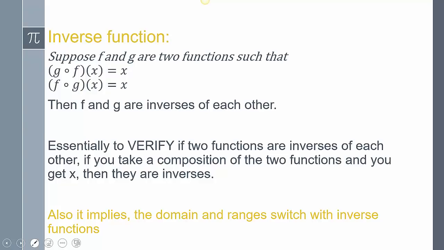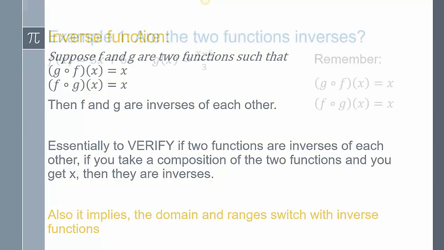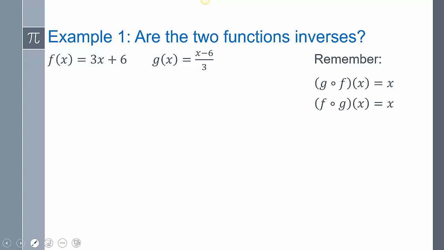So essentially, to verify if two functions are inverses of each other, if you take the composition and they simplify to x, they're inverses. It also implies here that the domain and range switch when you have inverse functions. We're going to see why in a second. So if I wanted to verify whether my two functions are inverses, I gave you two functions, and you have to determine if they are inverses of each other. Well, you want to do this composition.